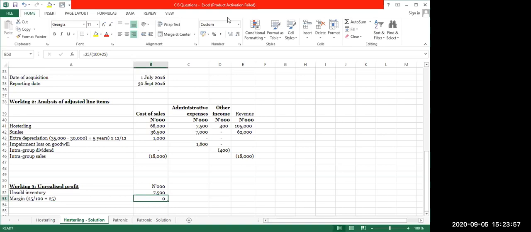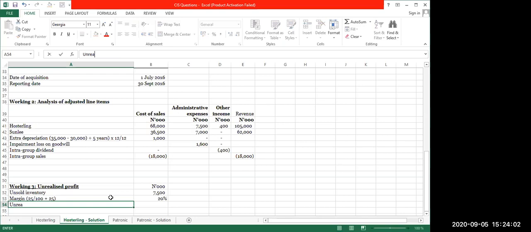So from here, I can now get my unrealized profit. Unrealized profit is simply this 7.5 times the 20%, and that brings us to 1.5. So I'll call this A, I'll call this B, and I'll call this C. C is equal to A times B. And that's how I derived the unrealized profit.